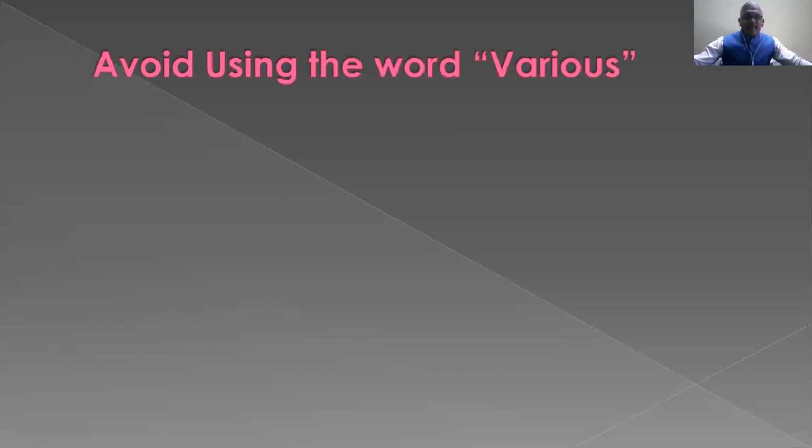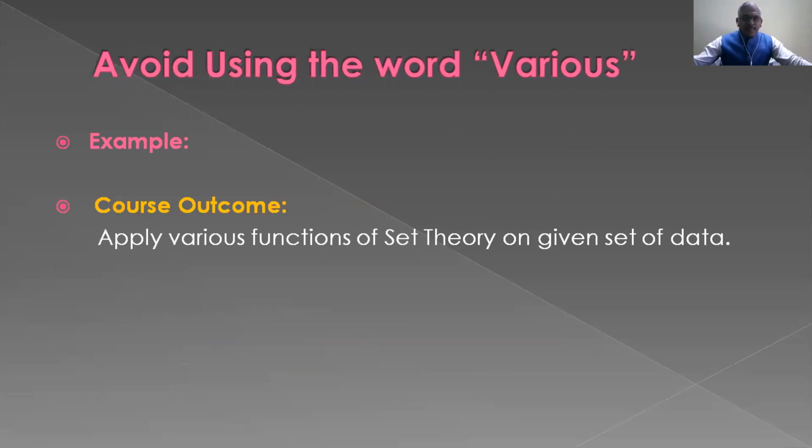Okay. Then avoid using the word "various." Let's look at an example: "Apply various functions of set theory on a given set of data." So this is the course outcome. A student will be able to, that is the prefix, apply various functions of set theory on a given set of data. See, there you see the word various, right? You should never write like this.